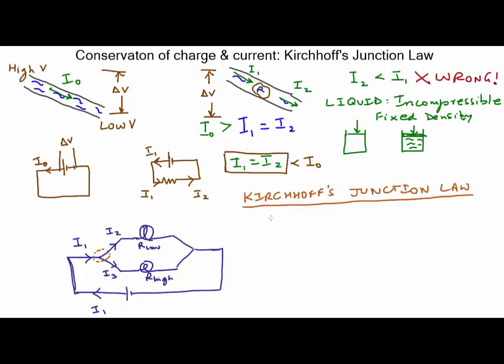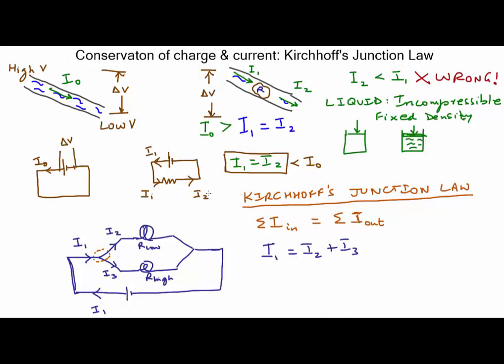By Kirchhoff's junction law, the sum of the currents coming into a junction has to equal the sum of the currents that are leaving the junction. So that's the general form. And in our case, that translates to I1 equals I2 plus I3.